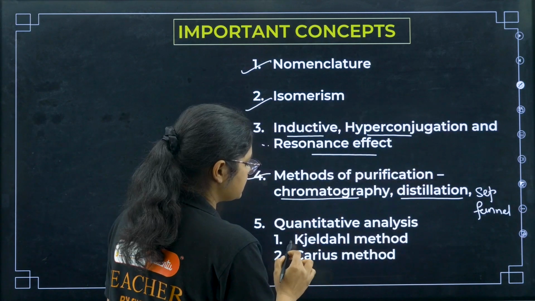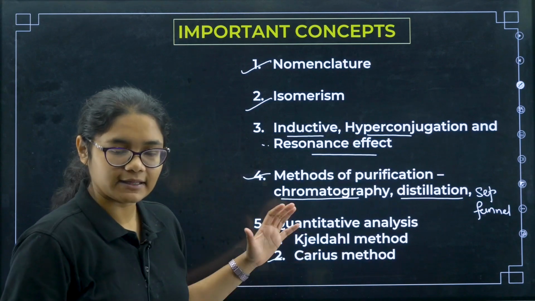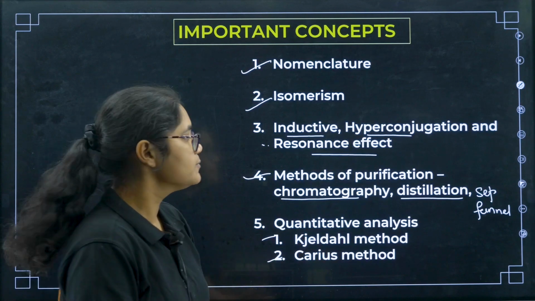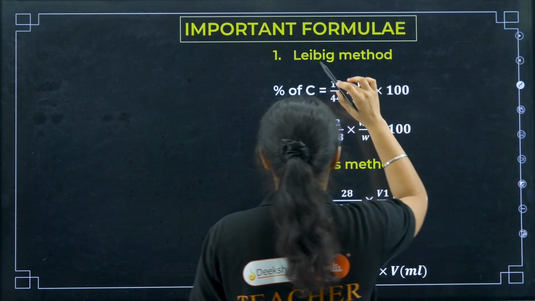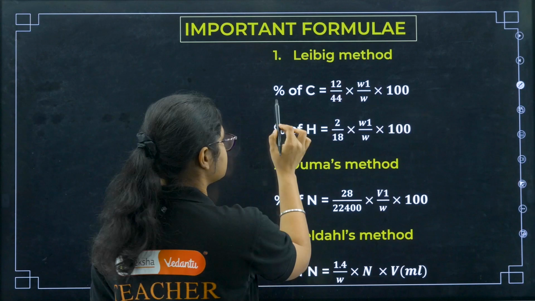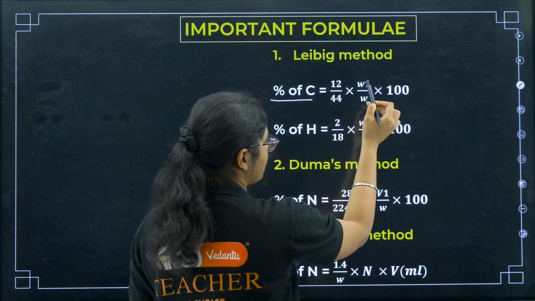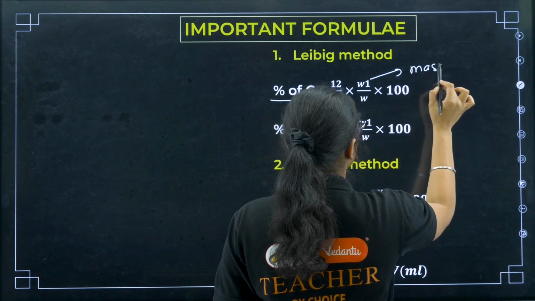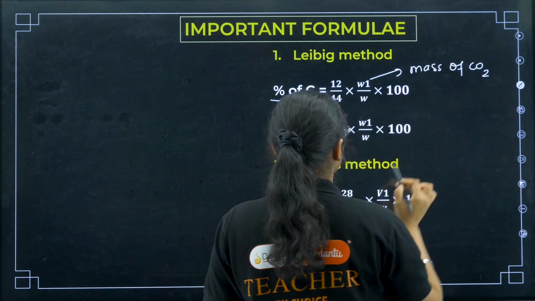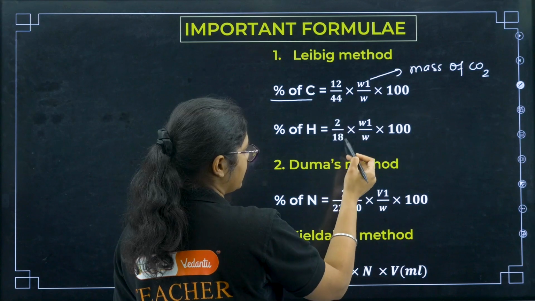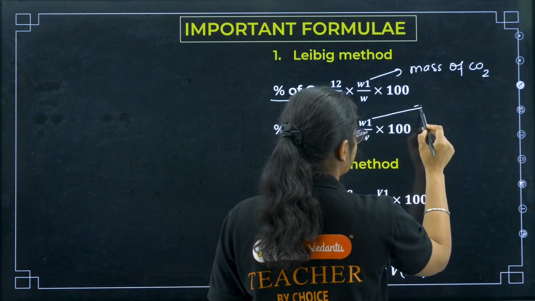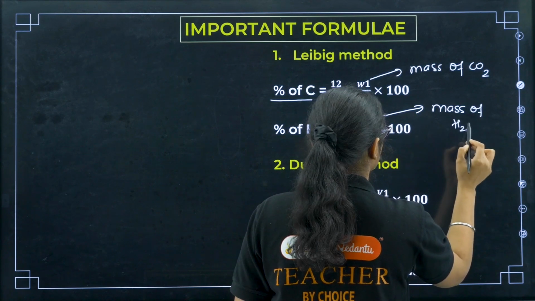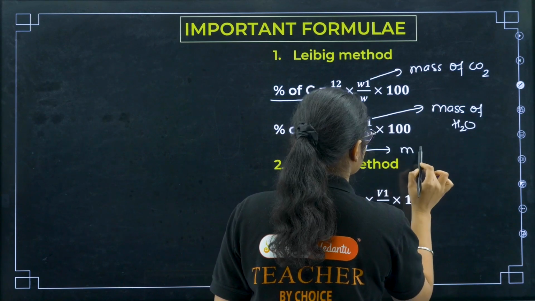Then quantitative analysis, Kjeldahl method and Carius method. Other methods are also there, but yes, these two methods are mostly asked, especially the Carius method. Okay, so let us see some formulas here. For the Liebig method, the percentage of carbon is 12 by 44 into W1 by W into 100. What is this W1? W1 is the mass of CO2 produced. Similarly, for percentage of hydrogen, 2 by 18 into W1 by W into 100, where W1 is the mass of water. This W is what? Mass of organic compound.